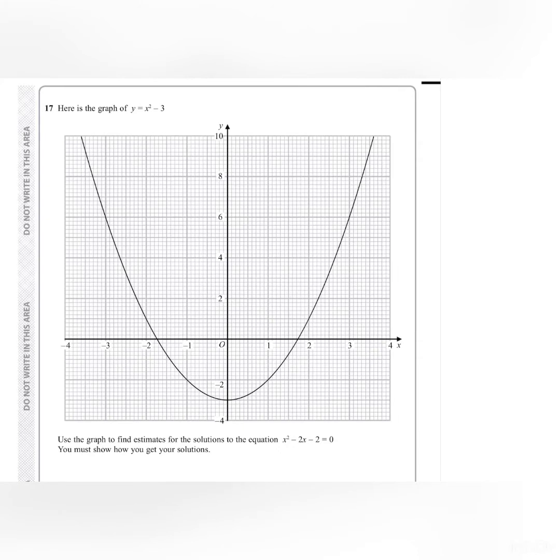Okay, question 17, it says here's a graph of y equals x squared minus 3. And it says use the graph to find estimates of the solutions for the equation x squared minus 2x minus 2 equals 0. Now, how do we get from this equation y equals x squared minus 3 into looking like this? y equals x squared minus 2x minus 2.